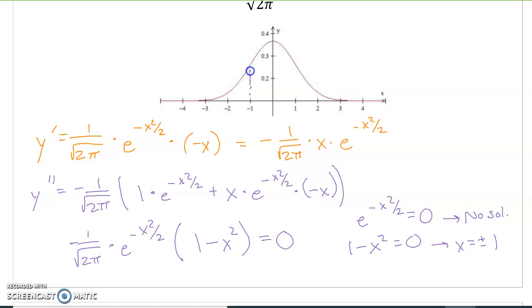So that's an interesting little factoid for you. At x equals negative 1, which is 1 standard deviation to the left of the mean, and at x equals positive 1, which is 1 standard deviation to the right of the mean, that's exactly where our concavity changes. We're concave up until we hit negative 1, and then we're concave down until we get to positive 1, and then we're back to concave up again.